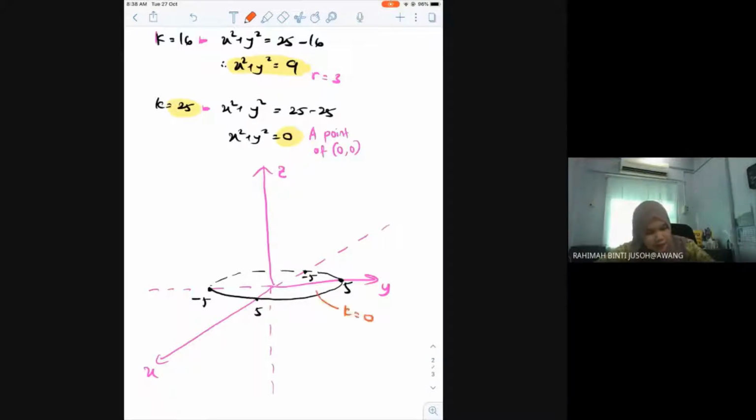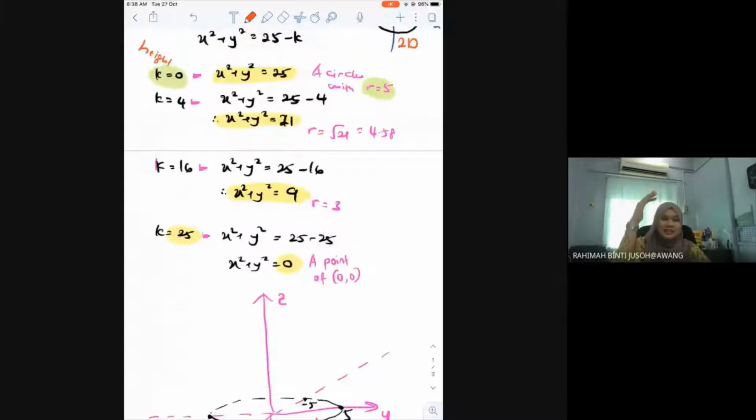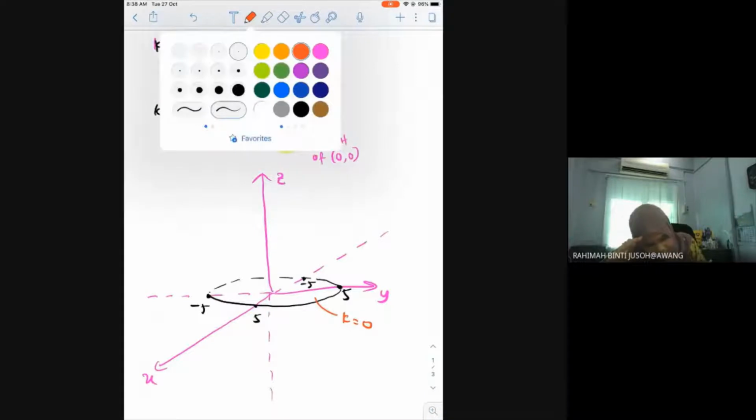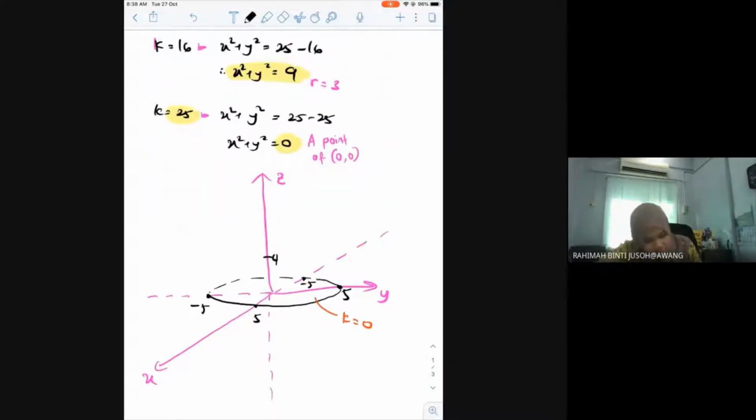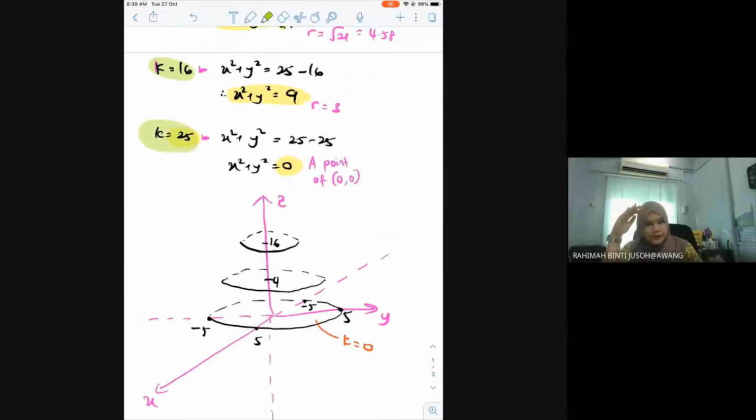Now when K equals 4, it is getting higher, because K is height. So when K equals 4, we have a smaller circle with radius square root of 21. Then when we keep increasing K, say here K equals 16, the circle becomes smaller with radius 3. Like that, it gets smaller. And the last one, when K equals 25, we just get a point of 0, 0. There is no radius, so we just have a point here, x 0, y 0.